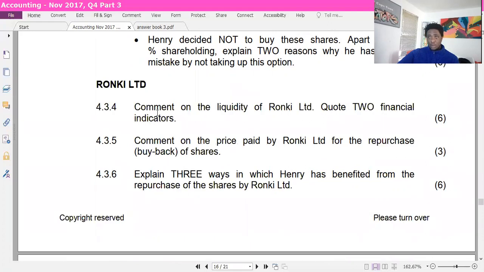They're also saying comment here, and whatever comment that you put, if you're able to support it, you are going to get the marks. So please, guys, make sure that you try and answer these questions as much as you possibly can, and make sure that you do quote the ratios that you're reading on. Now they're saying we must comment on the liquidity of Ronki Limited and quote 2 financial indicators.